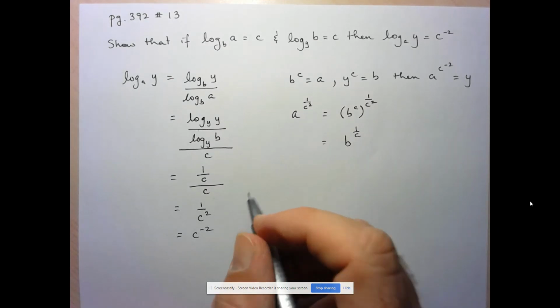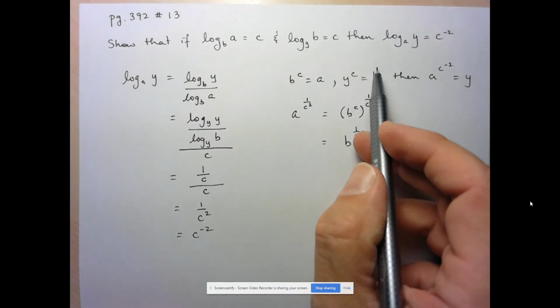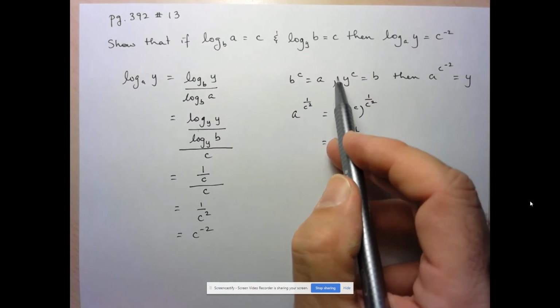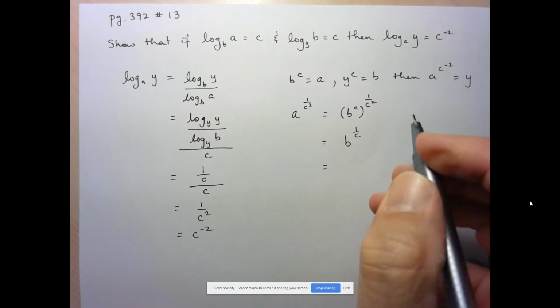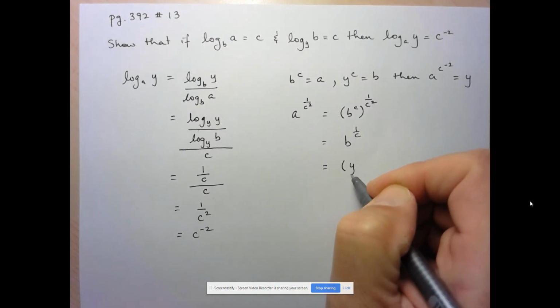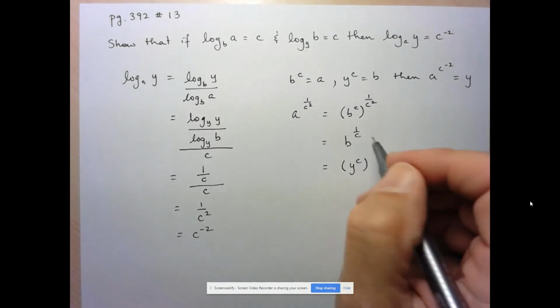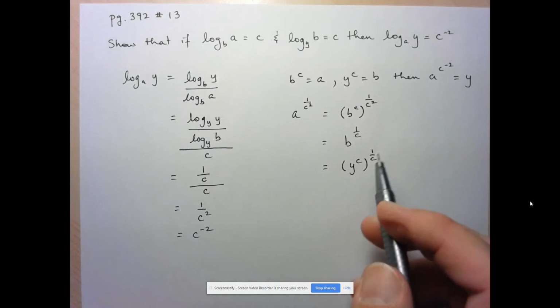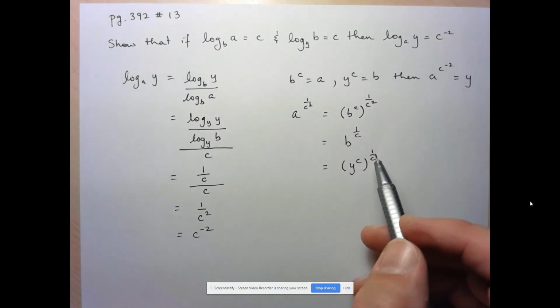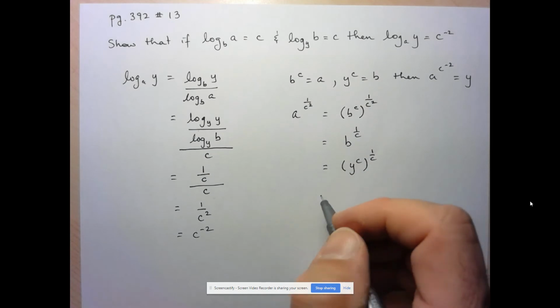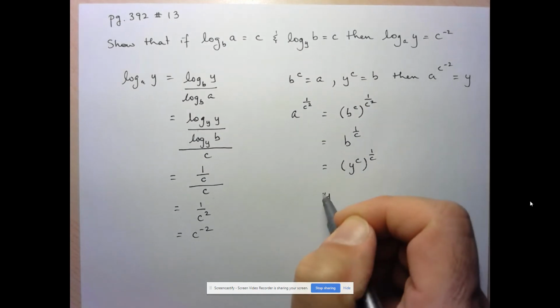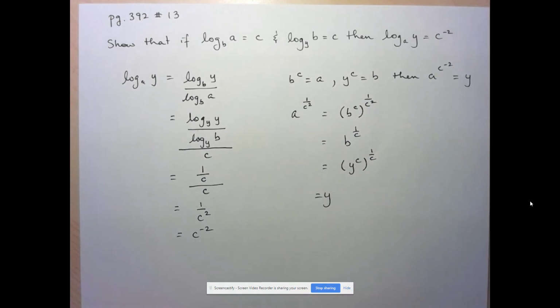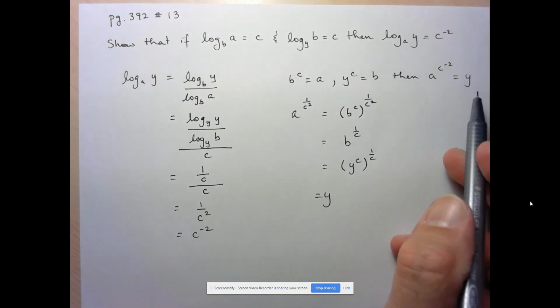Now let's look at the other piece of information. b is equal to y exponent c. So I'm going to now replace b by y exponent c. Of course, that's all to the 1 over c. And similar to before, when I multiply these two powers, they just give me 1. So that's just equal to y, which is exactly what I needed to show.